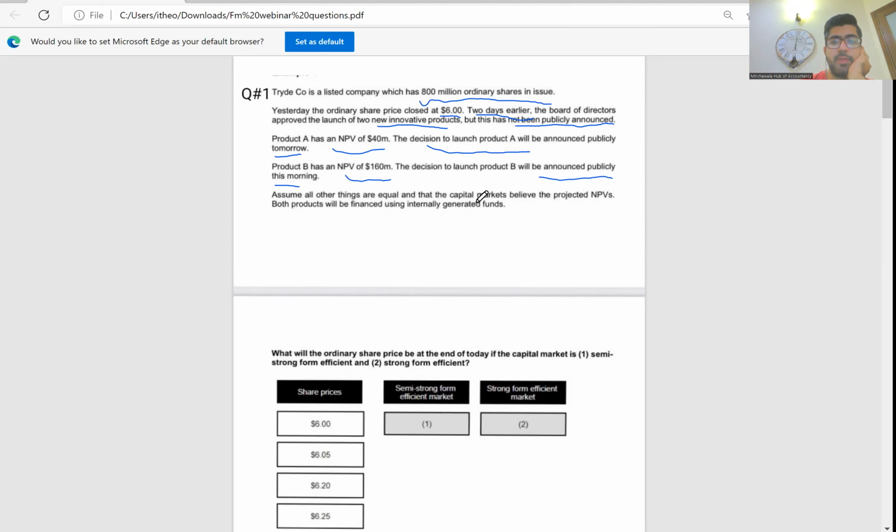Assume all other things are equal and the capital market believes the projected NPVs, the markets trust the NPVs, both products will be financed using internally generated funds. What will be the ordinary share price at the end of today? Yesterday it was 6. What will be the share price at the end of today if the capital market, number 1, is semi-strong form efficient, and number 2, is strong form efficient?